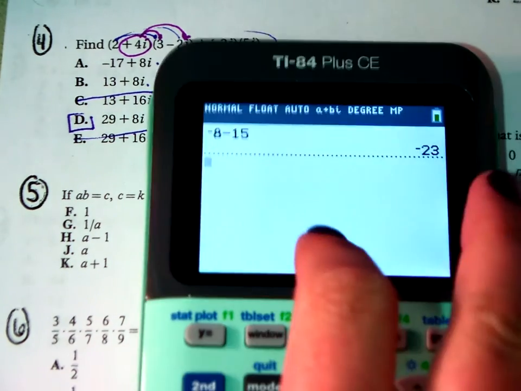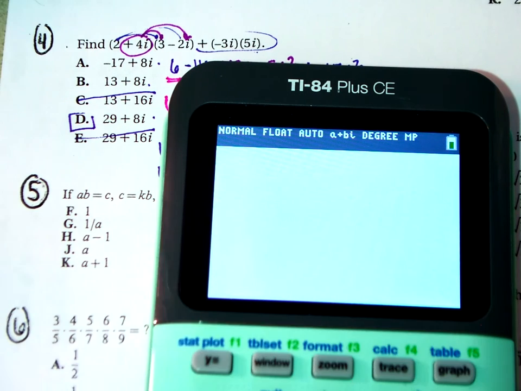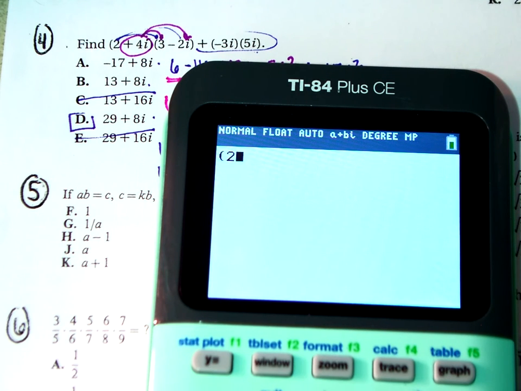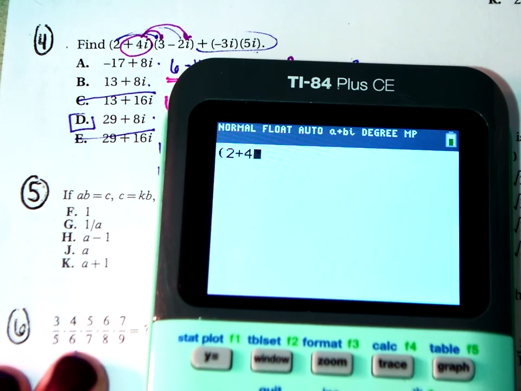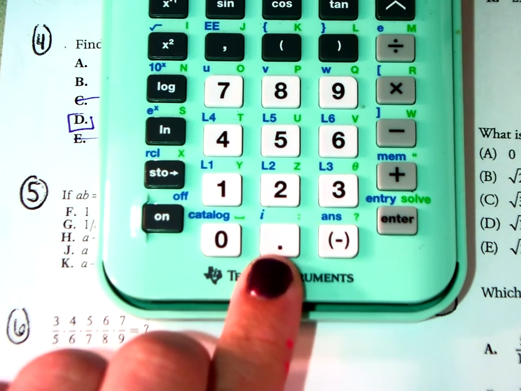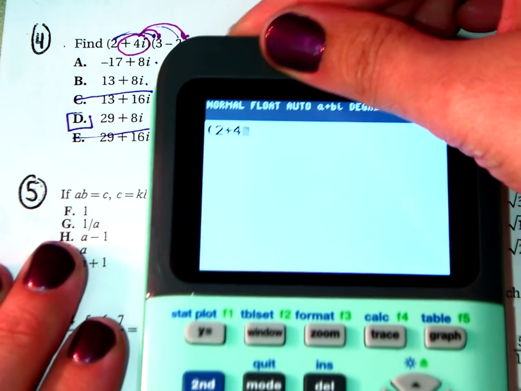I'm going to do this a whole lot faster, okay? Your work is great, okay? I love that you show work, but the ACT does not care. So I want to make that clear. I want to encourage you to know how to do it, but also know that you can do shortcuts. So I'm going to type this in. To find the i button, i is located right here above the decimal. So to get to that I have to press second decimal. So I'm going to type this in pretty quick.